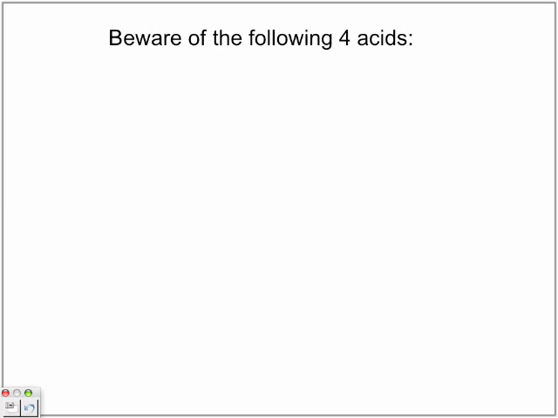So, beware of the following 4 acids. Okay, and we're not looking at it in terms of just these 4. There are others, but we're just kind of trying to show the differences. H2S versus H2SO4. Hydrosulfuric acid. What kind of an acid do we have here? What do we call those? What are the first types of acids? Binary acids. Okay, meaning they have 2 elements.